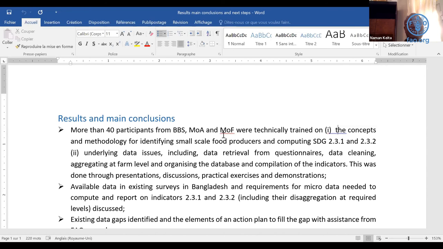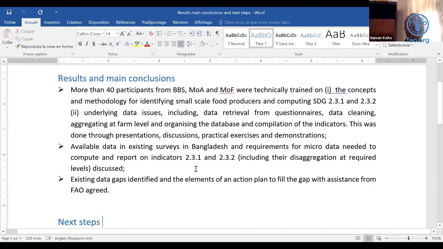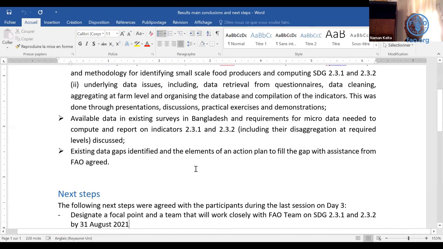And then the second one is that the available data in existing surveys in Bangladesh and the requirement for the microdata needed to compute and report on 2.3.1 and 2.3.2 was identified and discussed. So this was our discussion of today. And then the gap, particularly in the last presentation by Mrs. Khatoum, the existing data gap has been identified. And we just finished a discussion on a possible action plan in order to fill the gap with FAO assistance. So those were the three main results of the meeting.